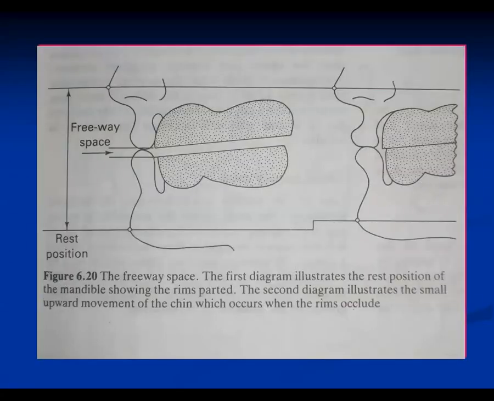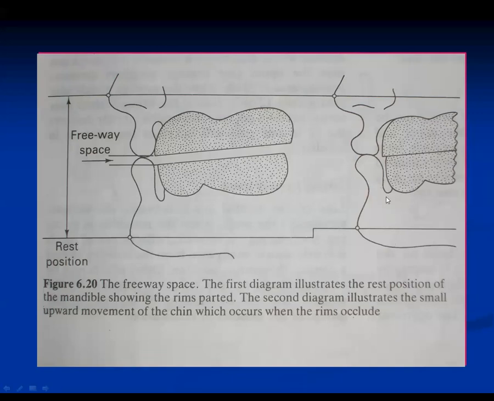Second is like this. The previous case. In the first diagram, the rest position of the mandible showing rims parted. Both the rims are separated here with the freeway space. And in the second diagram, the small upward movement of the chin which occurs when the rims occlude. This is your vertical dimension at occlusion.